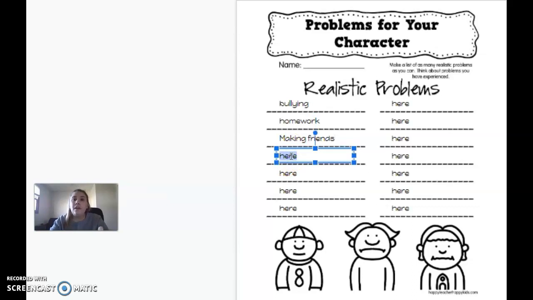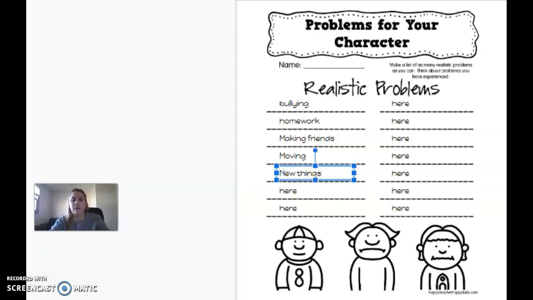Oh, you know what? When I was younger, I had a really big problem when my best friend moved away. So maybe she's having some problems with moving away. That could be a big problem. Oh, I know what is a problem for some of us is when we have to learn something new. Learning, so we'll just put new things.